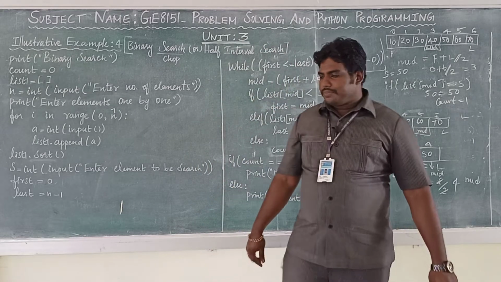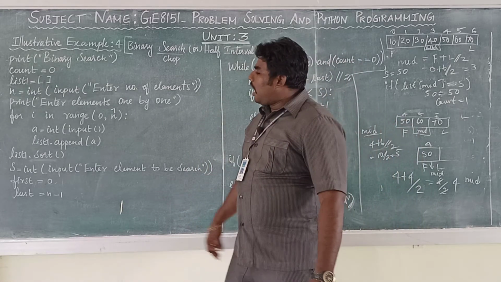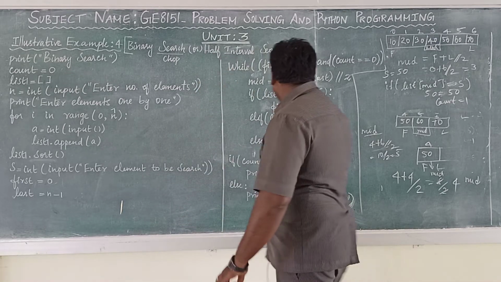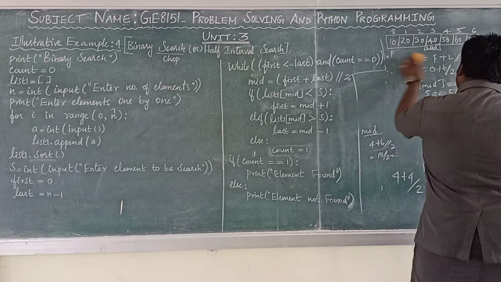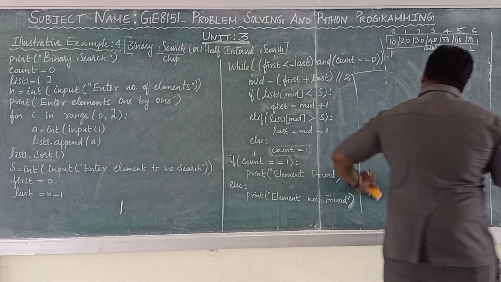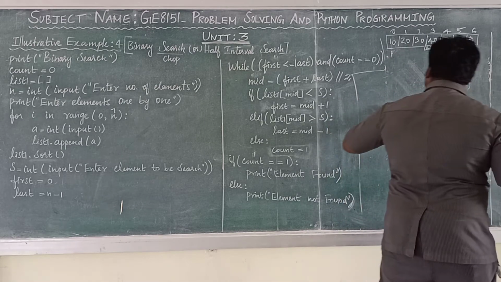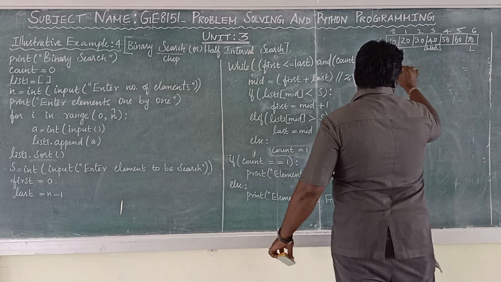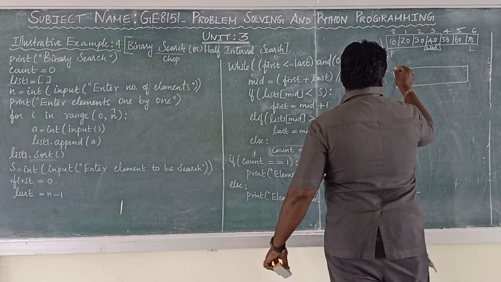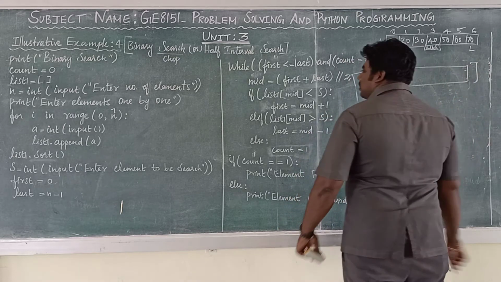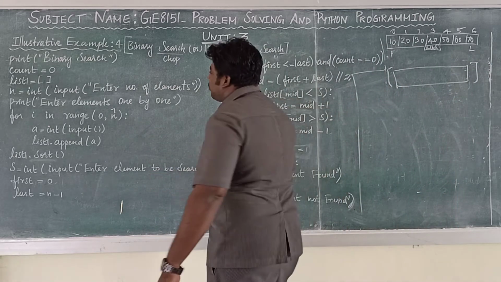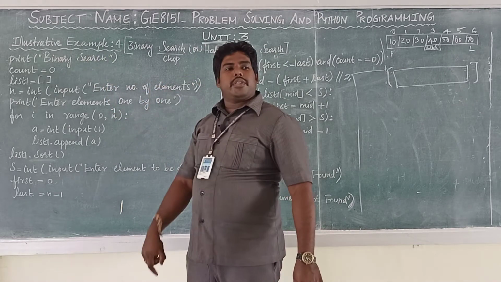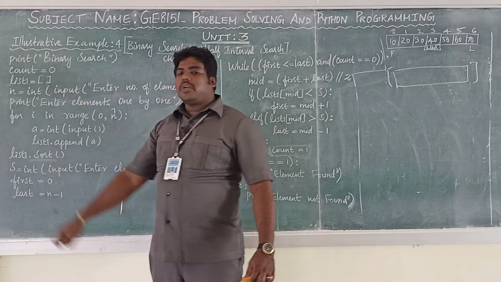So here in this program I am getting the input dynamically, getting the list dynamically. For getting the list dynamically, first what's the step? What's the first step? You have to create the empty list. So I created the empty list. Then first I am just printing the heading binary search. Then I am going to use the counter. So I initialize the count equal to 0.